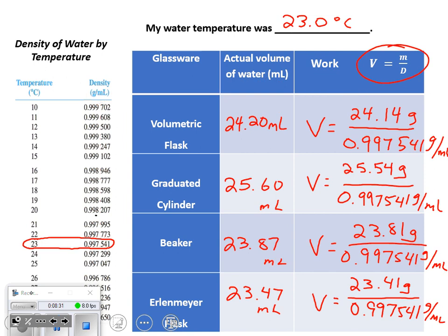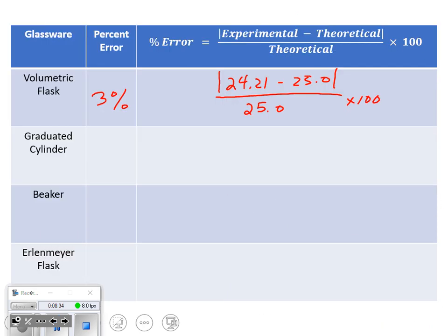Come back, 25.60. 25.60 minus 25.0, absolute value it. So I'm going to have 0.6 divided by 25.0, multiply it by 100, and I'm going to have 2.4, which is going to give me 2% error.